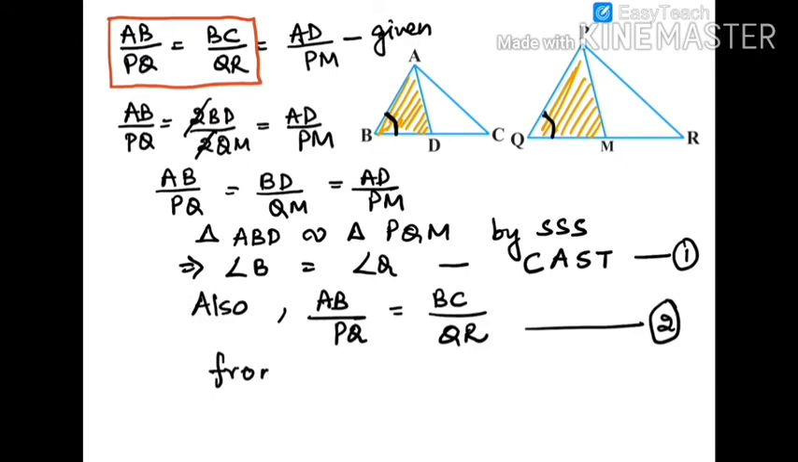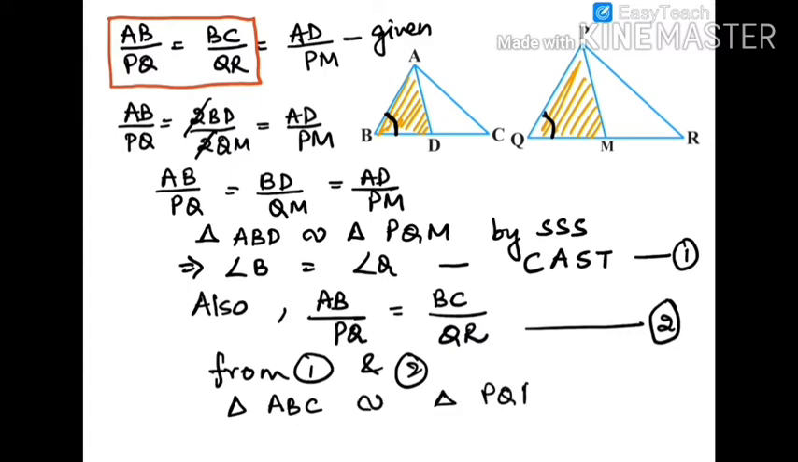So from 1 and 2, we can write triangle ABC is similar to triangle PQR by side angle side. And this is what we have to prove in the question. Question number 13. D is a point on the side BC of a triangle ABC.